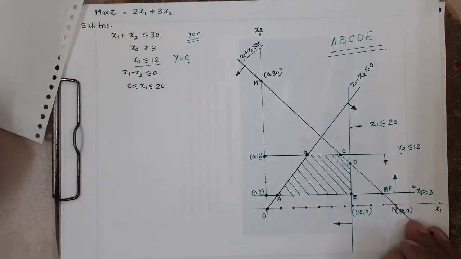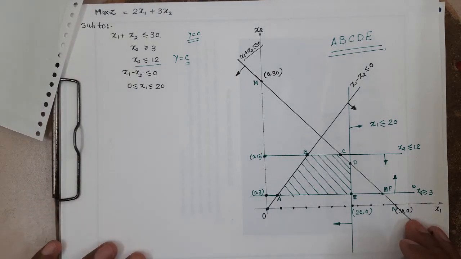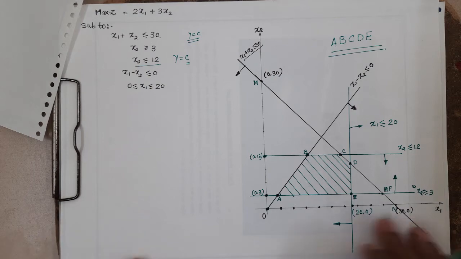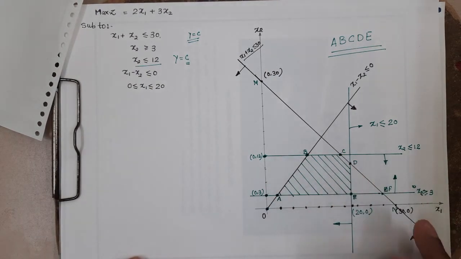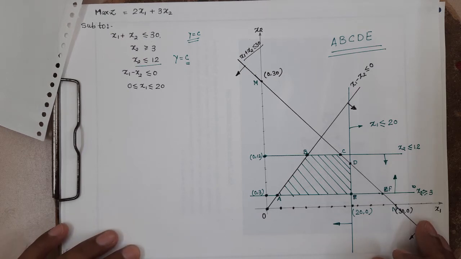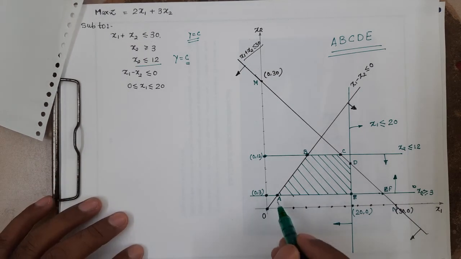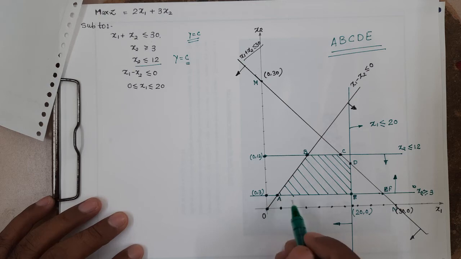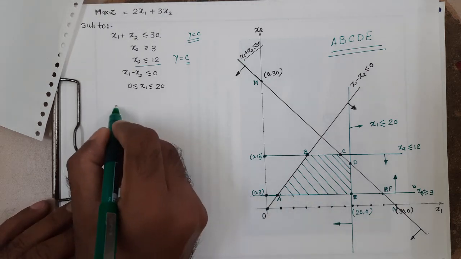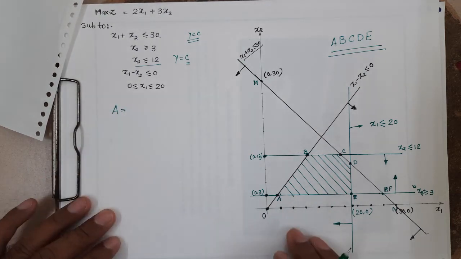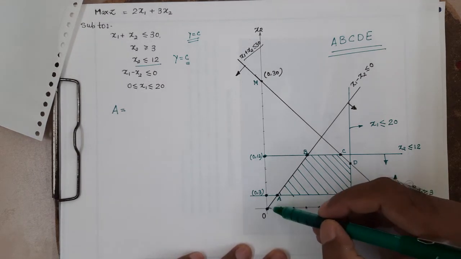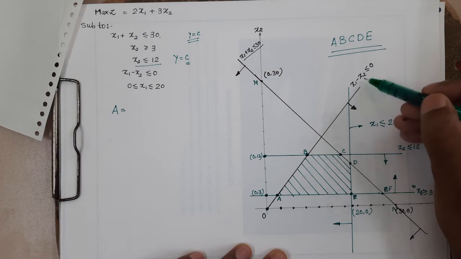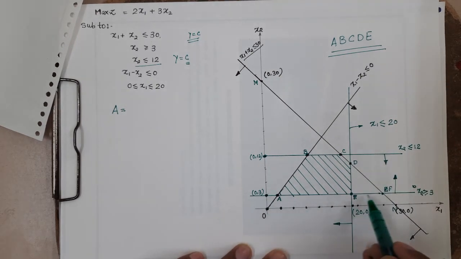Now for the optimal solution, we have to find out the value of Z, where it lies, whether it is ZA, ZE, ZB, ZC, ZD. So where it lies, that we have to find out. So let us find one by one. We need this point A. So what is the coordinate of A? If you look, this point is lying at the intersection of this line and this line.